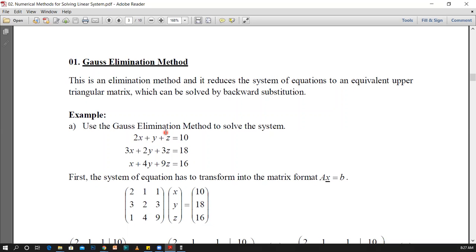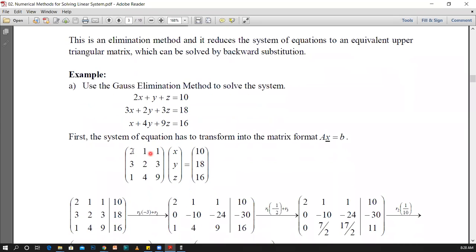Once you have the system of linear equations, you have to convert it into the matrix format. Now you can see this is the matrix format you have obtained for this system. All the coefficients are now in the matrix A, and in the vector X the variables are arranged accordingly. And then on the right hand side, you have a vector containing the constant terms.